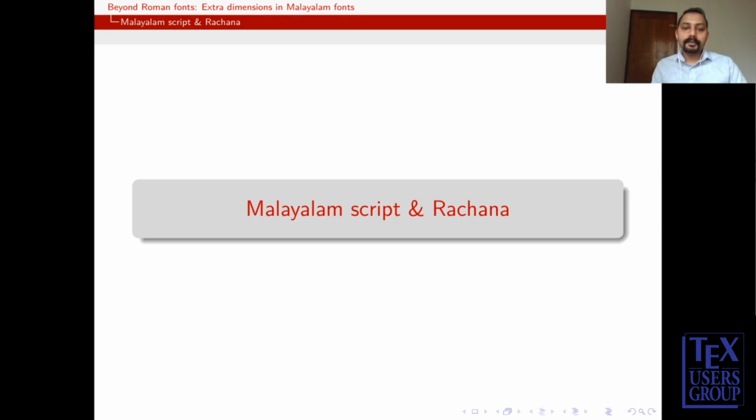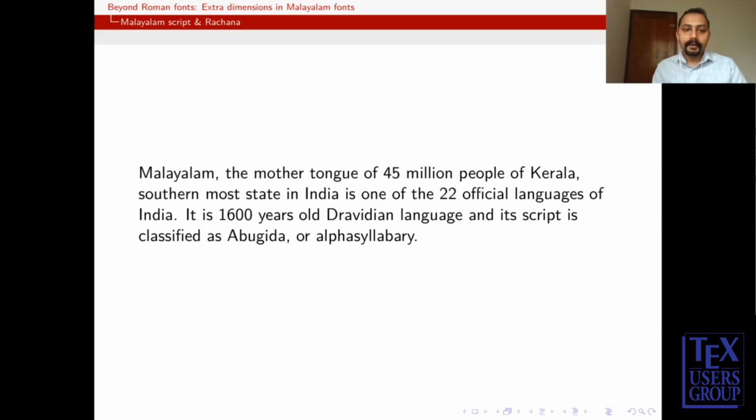I'll start with an introduction about the Malayalam script and the Rachana movement. Malayalam is the mother tongue of about 45 million people in Kerala. It is more than 1600 years old and is considered a classical language. Its script originated from the Brahmi script and is considered an Abugida, which means that the consonant-vowel combination is written as a single unit.